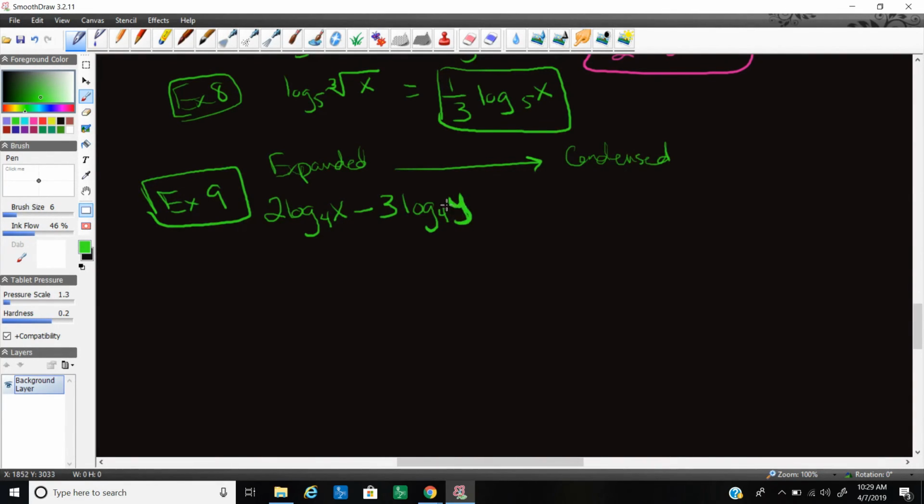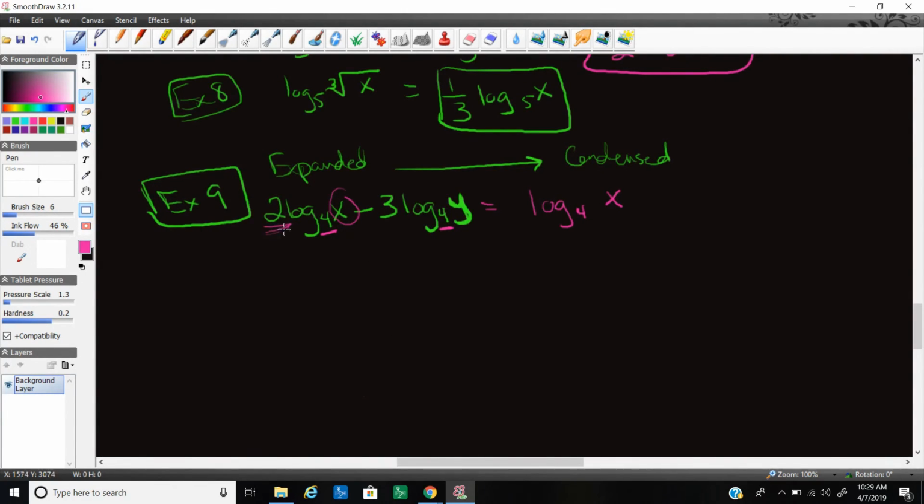It's important to note that the bases have to be the same. If these are not the same, then we cannot condense it. So they have to be the same. Okay, these are the same, so we're going to try to condense this. When you're condensing, you only have one logarithm because we're going from the long version to the short version. The first thing I have here is that x, so my x goes first.